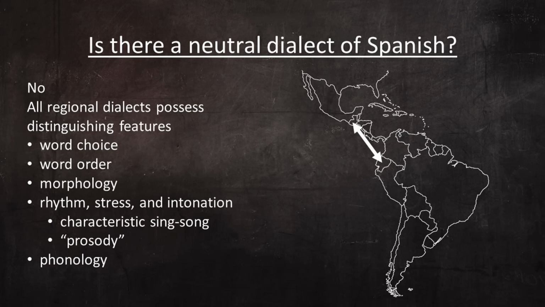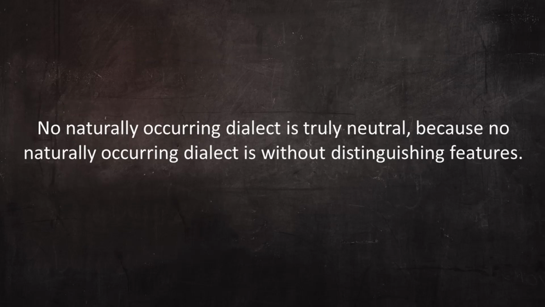The same is true when an Ecuadorian speaks with a Guatemalan or a Chilean speaks with a Dominican. Of course, this is even true when someone from one part of a country speaks to someone from a different part of the same country, such as Colombian highlands and Colombian coast. No naturally occurring dialect is truly neutral, because no naturally occurring dialect is without distinguishing features.